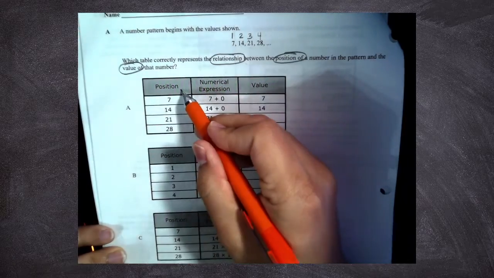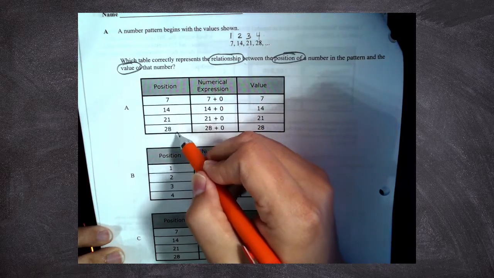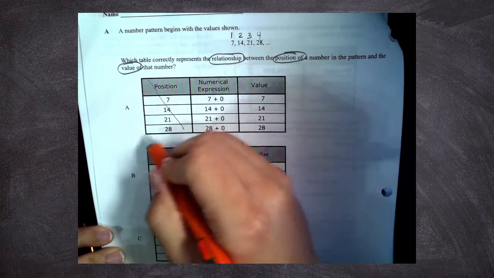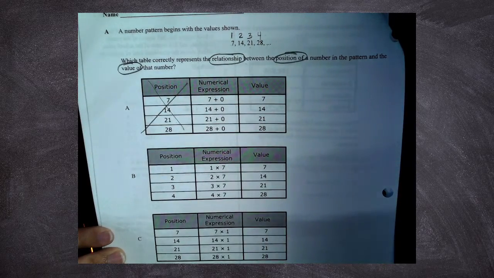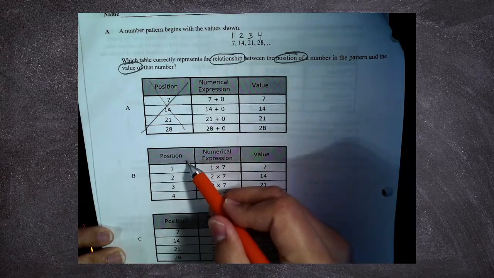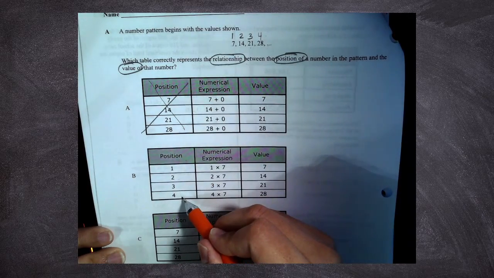Answer choice A, position 7, 14, 21. Those are not positions. I'm going to cross out answer choice A. Answer choice B, position 1, 2, 3, 4. That's okay. I'm going to leave it alone.